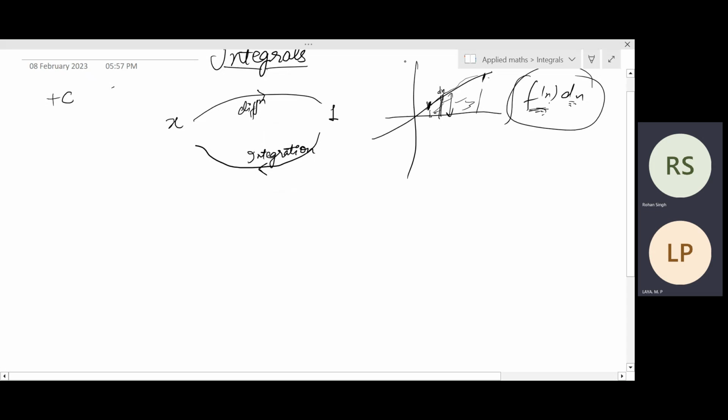There's a constant. Why do we write that? Why do we need it? We don't do this in differentiation, right? Because a constant gets differentiated to zero, so you never know if there's a constant at the end or not.